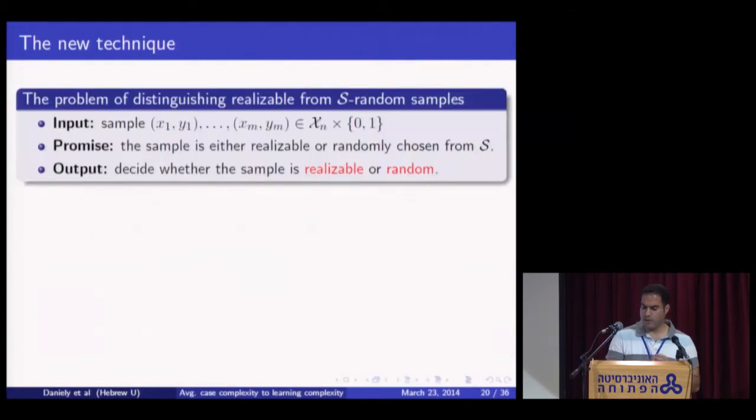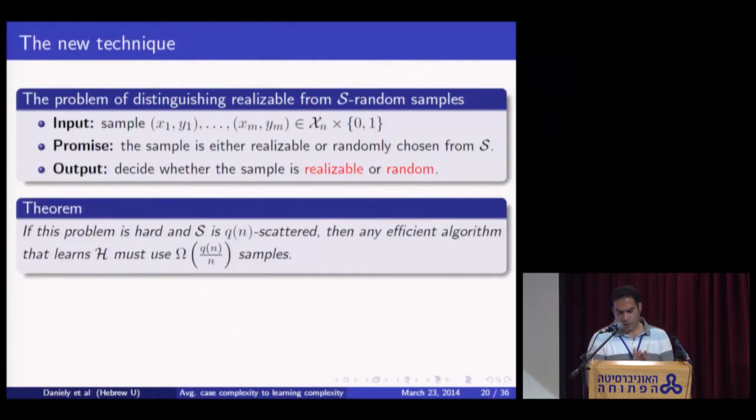And our basic theorem talks about this problem. So this is the problem of distinguishing realizable from S-random samples, and S, again, is a distribution that generates a sample. So the input is, again, a sample, and now we have a promise. The sample is either realizable or randomly chosen from the distribution S. And the output is to decide whether the sample is realizable, or sampled from the distribution S.